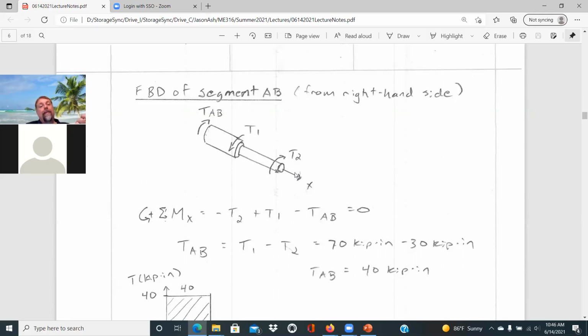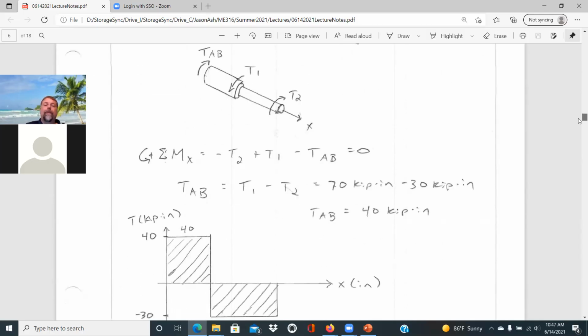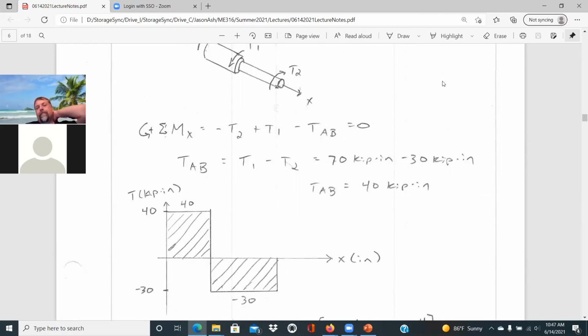So our free body diagram, we are finding that that's a necessary tool again when we start looking at torsional loadings, and we just have that common consistency of drawing a free body diagram to figure out what our internal loadings are. And so if we sum moments about the X, we have a minus T2 plus a T1 minus TAB, and then we can solve for TAB is equal to T1 minus T2. 70 kip inch minus 30 kip inch will give us a torque AB of 40 kip inch.